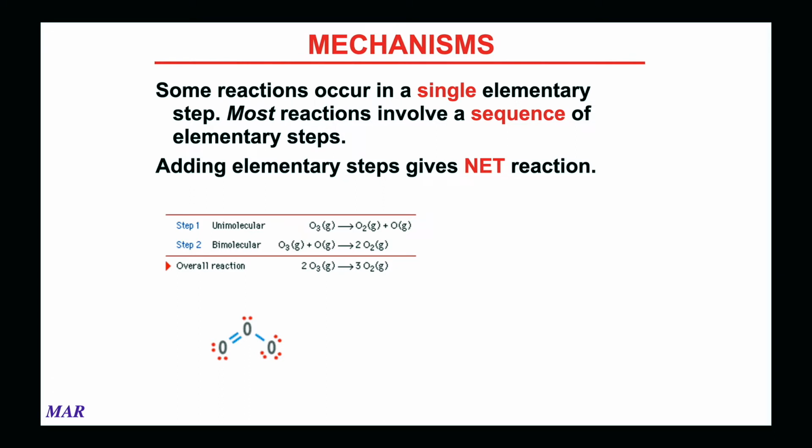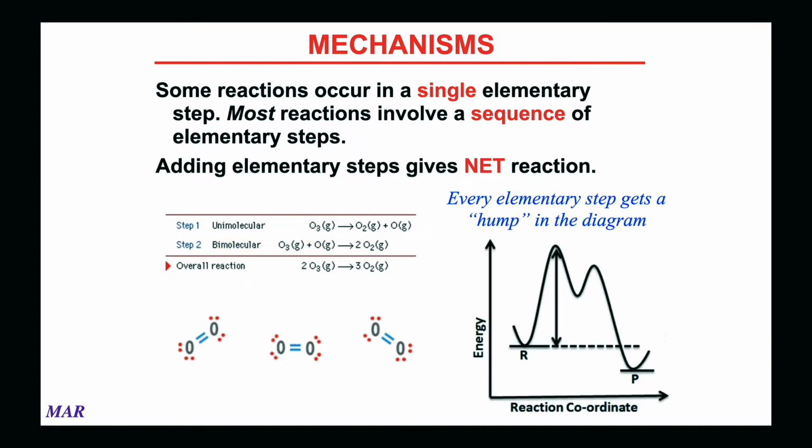So that oxygen atom reacts with a second ozone molecule to make 2 oxygen molecules, 2 O2s. So the overall reaction is 2 ozones making 3 O2s. And notice there that the oxygen atom appeared and disappeared. We'll talk about that in a little bit. Gaseous ozone decomposes in 2 steps. First, 1 oxygen atom splits off. Next, the single oxygen atom reacts with a second ozone molecule to produce 2 molecules of O2. The product of the overall reaction is 3 O2 molecules.